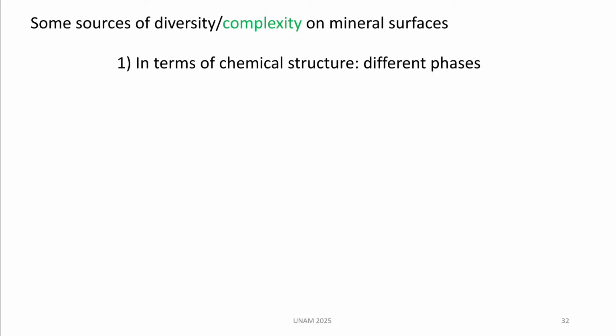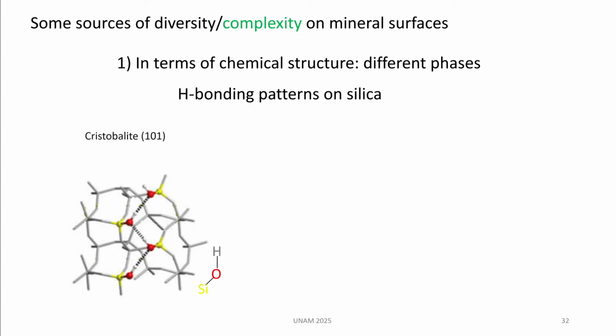And I had first written sources of diversity, but I think this word should not be used anymore. According to Mr. Trump, you can as well say surface complexity. There are many different sources of complexity on surfaces. First, you can have different crystal phases, even of the same material. If you take silica, for example, among others, you have cristobalite and you have quartz. And this translates in the existence of different types of surface groups.